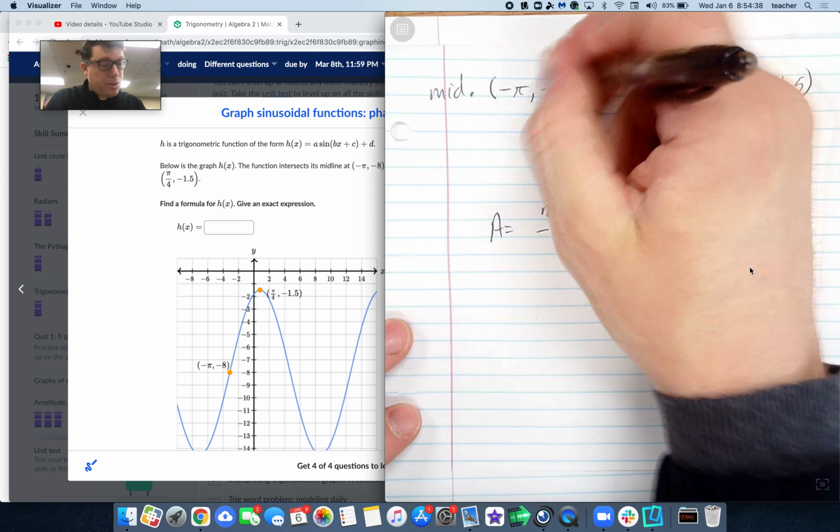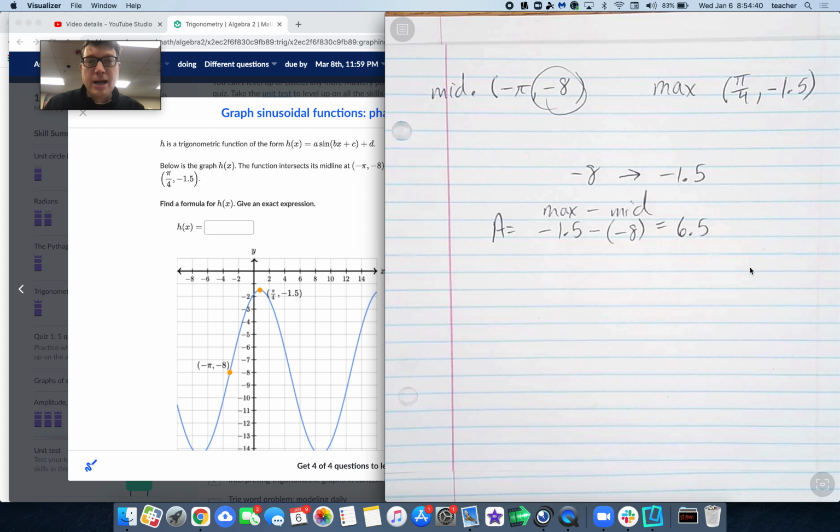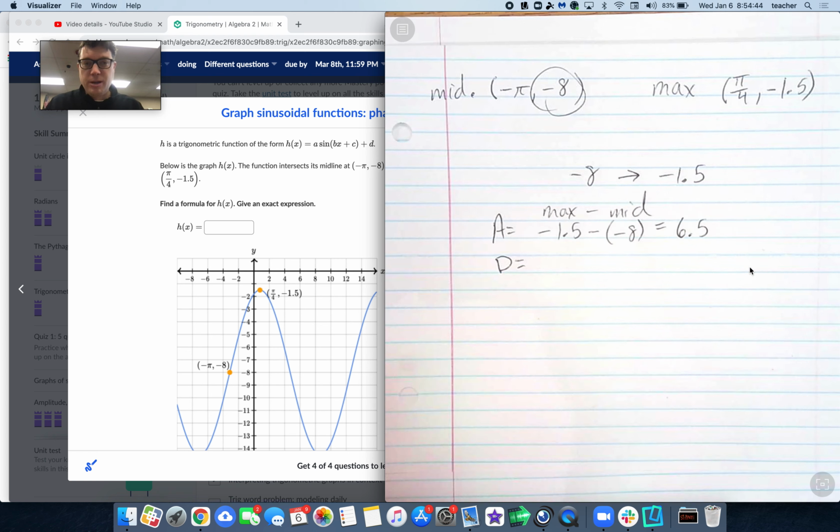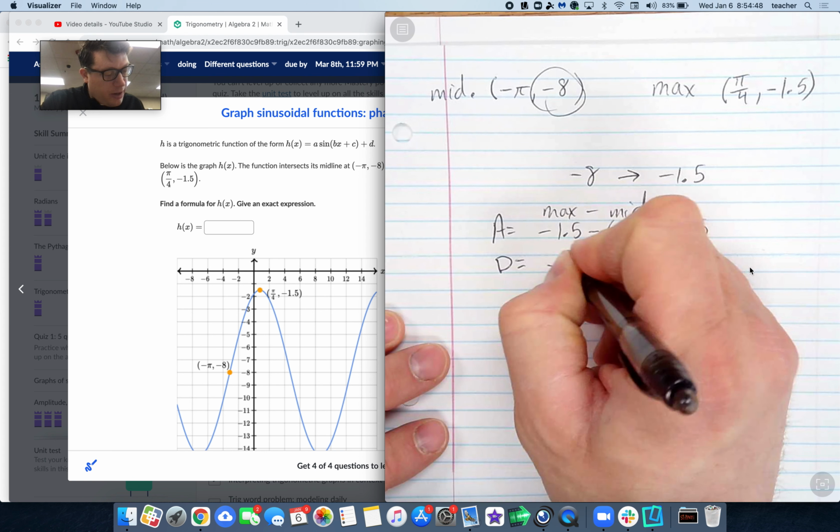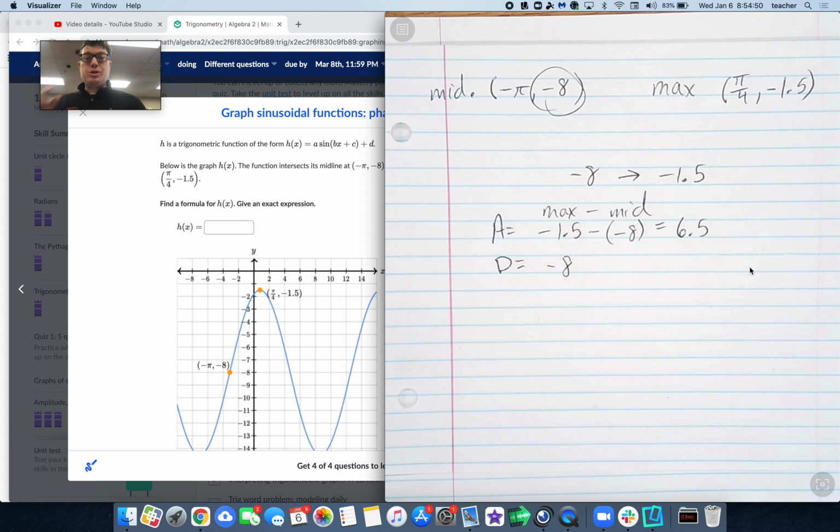Now midline is the y value running exactly through the middle of the graph. And we're already told that that coordinate, -pi, -8, is on the midline. So D for midline, capital letters because it stands out more, it's -8. I know 2 of the pieces that we need to know for my formula. Next up, probably the easiest one to find is actually in this problem, the phase shift.